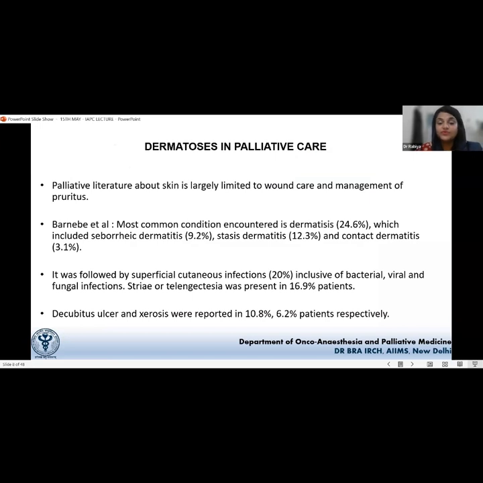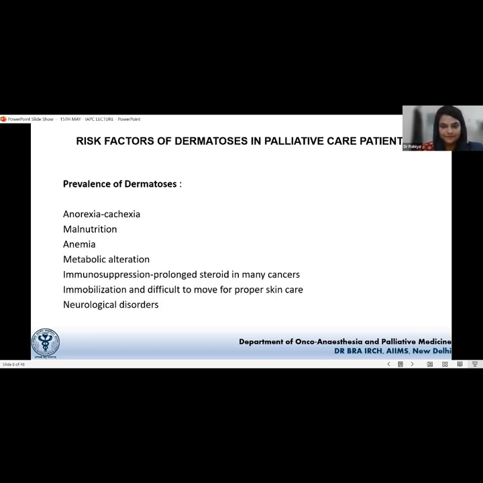Barnaby et al. found that the most common condition encountered is dermatitis, which included seborrheic dermatitis, stasis dermatitis, and contact dermatitis. It was followed by cutaneous infections like bacterial, viral, and fungal infections. Striae and telangiectasia were also present in 16.9% of patients. Decubitus ulcer and xerosis were reported in 10.8% and 6.2% of patients respectively.